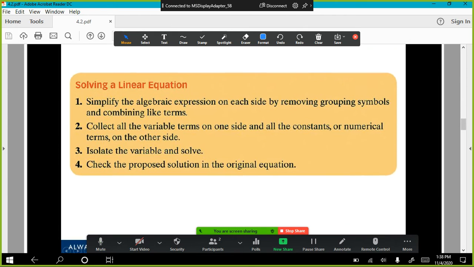Next, simplify. Here's just some steps. You don't really need to write this down. Simplify the algebraic expression on each side by removing grouping symbols. So if we have a linear equation, you look at each side of the equal sign and simplify, which means get rid of parentheses and combine any like terms, like we did last lesson. Then we want to get all the variables to one side. It doesn't matter, but I usually go from the right to the left. Add or subtract the opposite of whatever the variable is on the right. And then you're generally back into that two-step equation you can automatically solve.